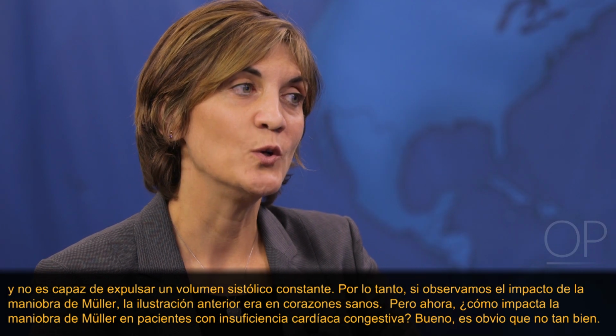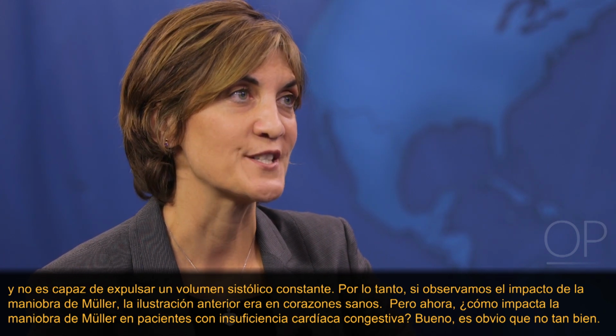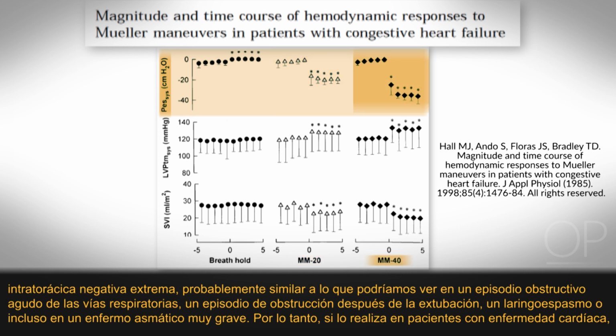So if we look at the impact of the Muller maneuver, the previous illustration was in healthy hearts. How does this impact patients with congestive heart failure? Well, clearly less well. When we perform a Muller maneuver, the graph here shows again the esophageal pressure, the top graph for all three conditions. It is maintained during a breath hold, but as soon as the Muller is produced, it falls to -20 and then -40. That's an extreme negative intrathoracic pressure, probably similar to what we might see in an acute airway obstructive episode, a post-extubation obstruction episode or laryngospasm, or even in a very bad asthmatic.